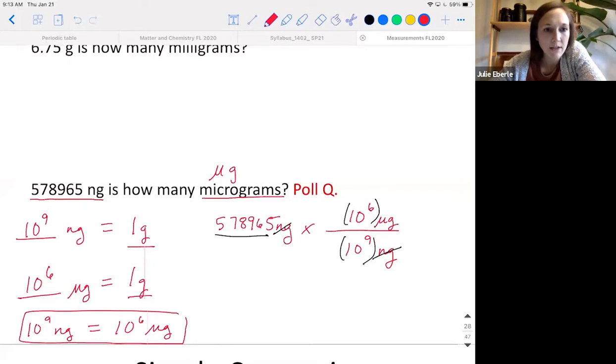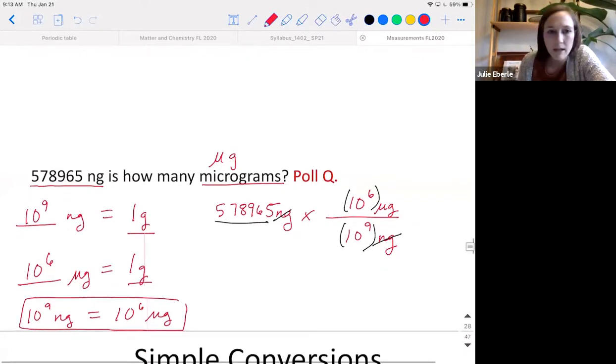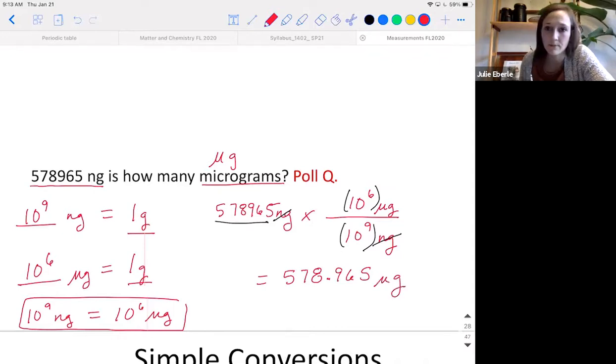So the most commonly picked answer was the last one. And that's correct. Okay, so when you do all of this in your calculator, you should have ended up with 578.965. And the unit there is micrograms. If you got one of the other answers, it could have been that you put 10 to the 9 on top, 10 to the 6 on bottom, or somehow you didn't type it into your calculator quite right. So just double check your math there, but that's what the answer should have been. Questions on that?